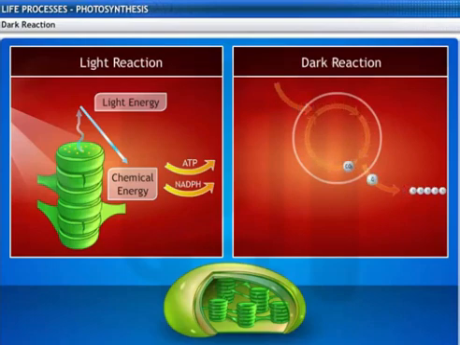By the end of dark reaction, plants prepare glucose. This glucose is used immediately by the cell or stored in the form of starch.